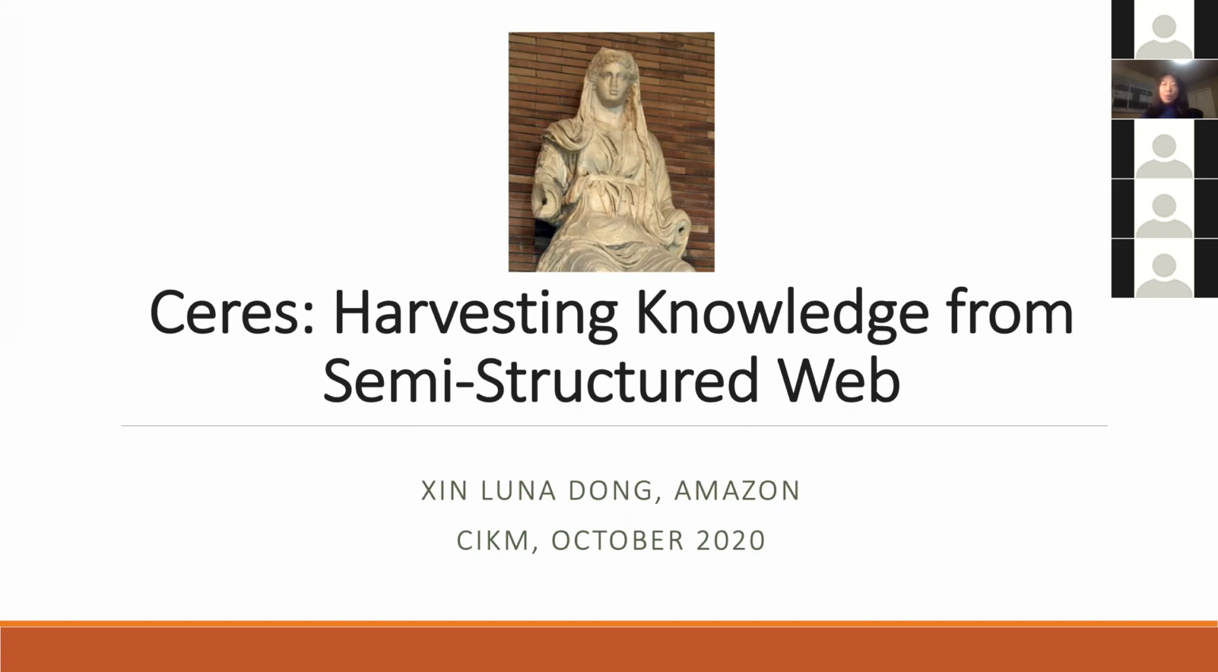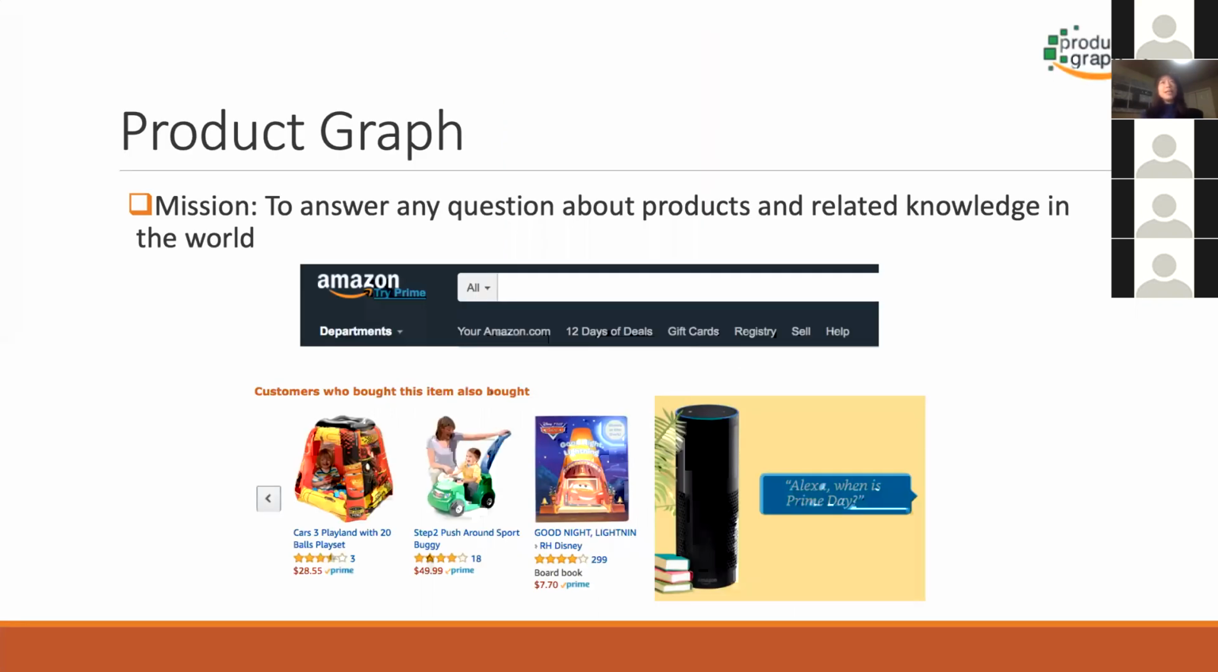Okay. So before I talk about Ceres, let me give you some context about who we are, what we are doing, and why we do this project. So at Amazon, we are building a product knowledge graph. And the goal here is to build an authoritative knowledge graph for all of the products in the world, such that we can use it to answer any question about products and related knowledge in the world. And with this comprehensive and authoritative knowledge, we will be able to improve Amazon search, recommendation, and also voice shopping.